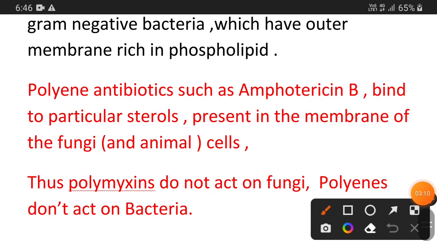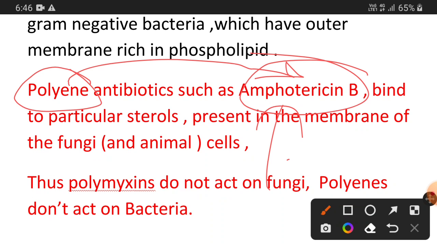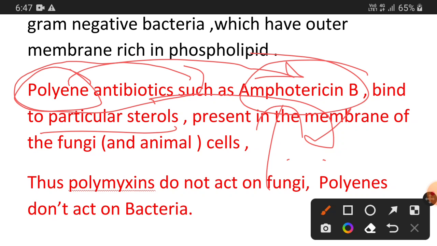Another kind of antibiotic is the polyene antibiotic, for example Amphotericin B. We will see the mode of action of Amphotericin B along with griseofulvin in our upcoming videos, so don't worry about this. But for now, just remember that polyene antibiotics bind with specific sterols. Let me introduce the name of the sterol, that is ergosterol. We will discuss ergosterol and how amphotericin B, by binding with ergosterol, causes lysis of the fungal cell, okay?